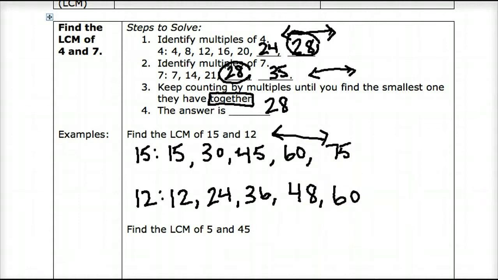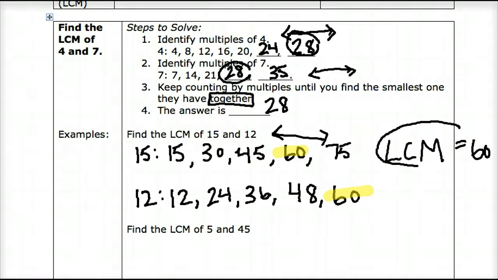So we realize that both 15 and 12 have a multiple of 60. Since they both have a 60, and that's the first number we see that they have in common, we know that our LCM equals 60. So this would be our final answer.